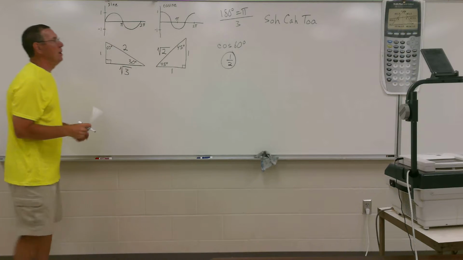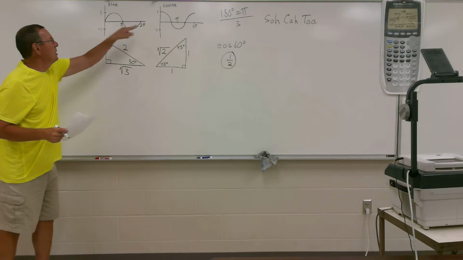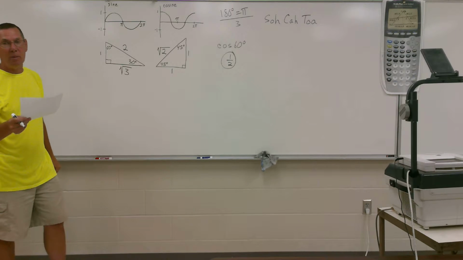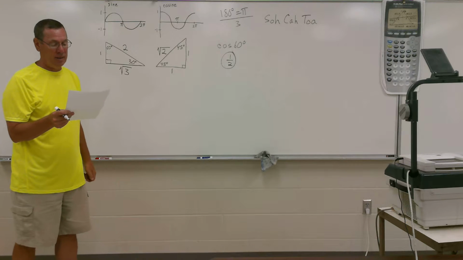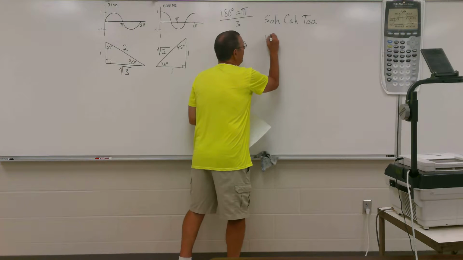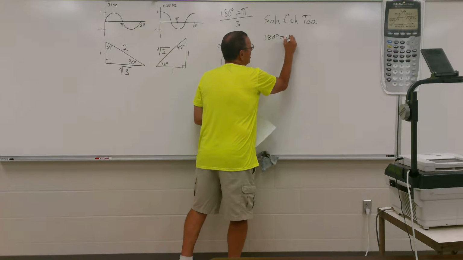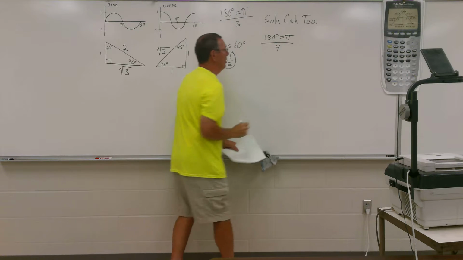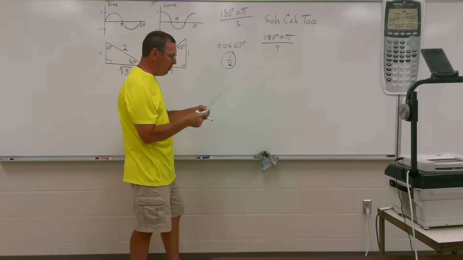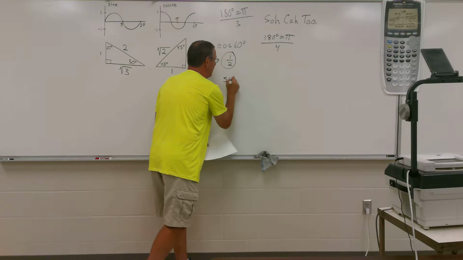Okay, for pi over 3, I cannot use the sine curve and cosine curve. I have to go down to these things and go back a little bit into degrees and geometry class. Sine of pi over 4. Once again, 180 degrees equals pi radians. 180 divided by 4 is 45 degrees. So what I really want is sine of 45 degrees.